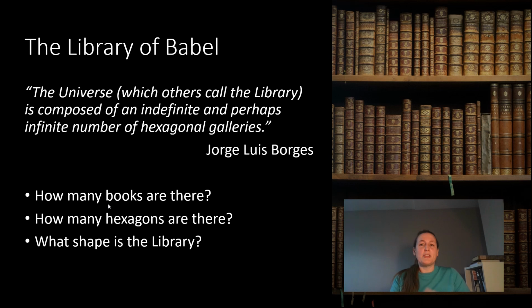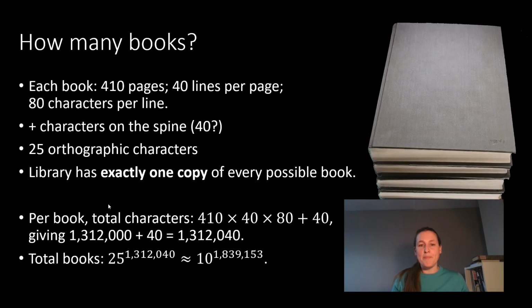So how many books? I mean, you could say, well, who knows? But actually, we have some very detailed information from the story. And here it is. Each book, we are told in the story, all the books are the same size and shape. All of them have 410 pages. All of them have 40 lines per page. And all of these lines have 80 characters. We're also told that there are some characters on the spine. It's not specified exactly how many, but I kind of thought that because there are 40 lines on each page, perhaps there are 40 characters down the spine.